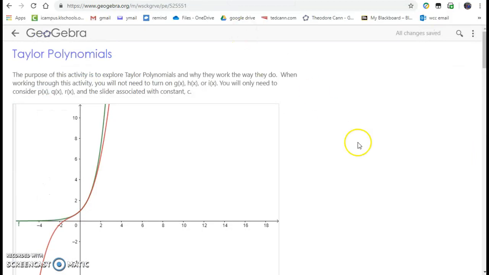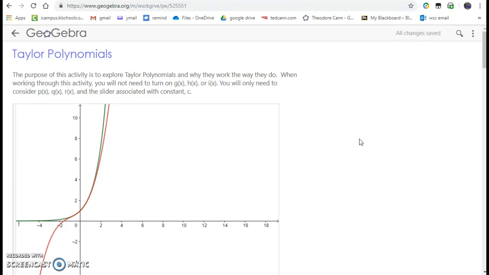Now this one I think is pretty straightforward because we've actually already covered the Taylor Polynomials and Maclaurin Polynomials lessons in lecture. So you have hopefully a little bit of a sense of what this is all about. But I'll just read the blurb here. The purpose of the activity is to explore Taylor polynomials and why they work the way they do.